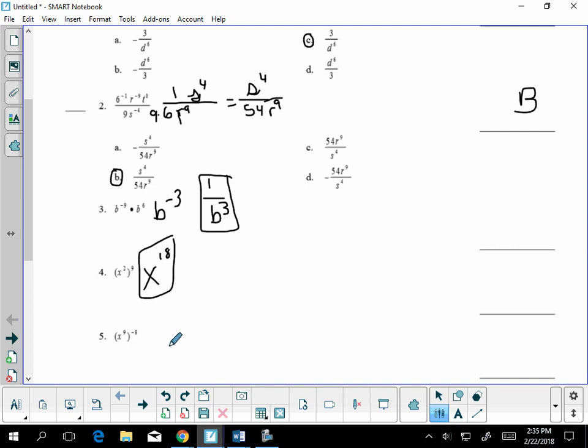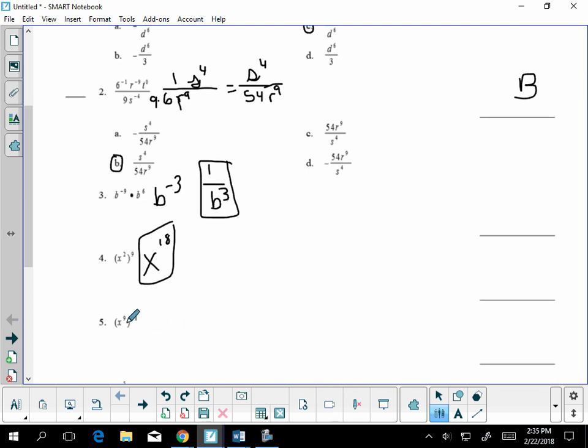On number 5, you're going to multiply your exponents. 9 times negative 8 is negative 72. Again, we don't like negative exponents, so that's going to become 1 over x to the 72.